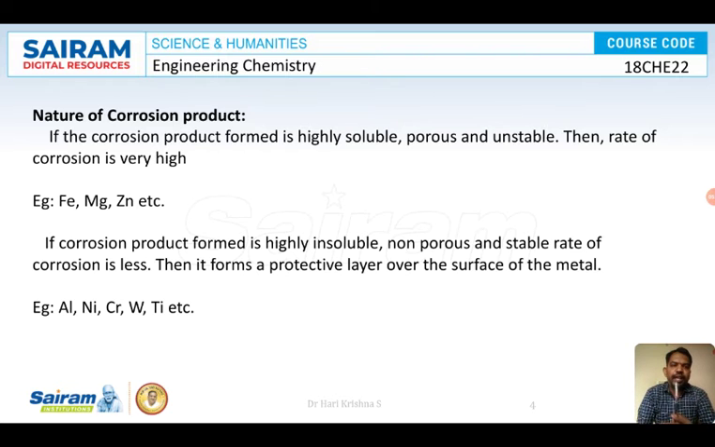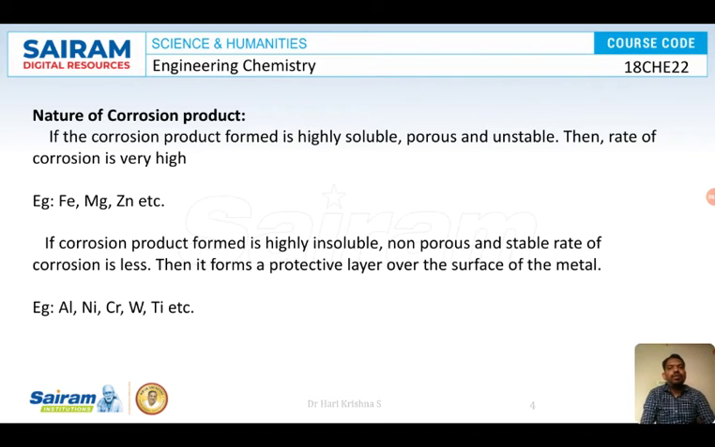For example, if you take iron, the corrosion product rust is formed, and it will ooze out. Every time the rust oozes out, fresh metal is exposed to the corrosive environment. Therefore, the rate of corrosion is very high. So what are such types of metals? It is either zinc, magnesium, or iron. In such cases, this type of corrosion product is formed.